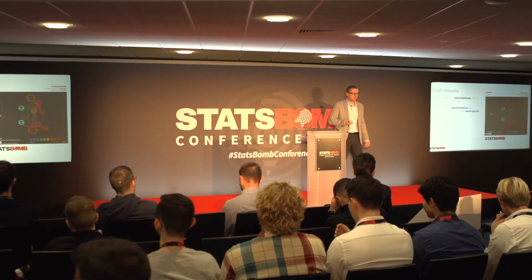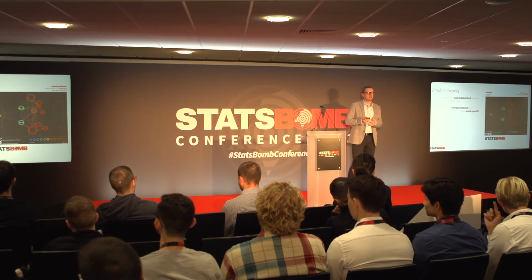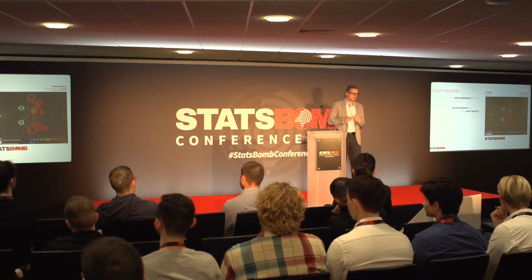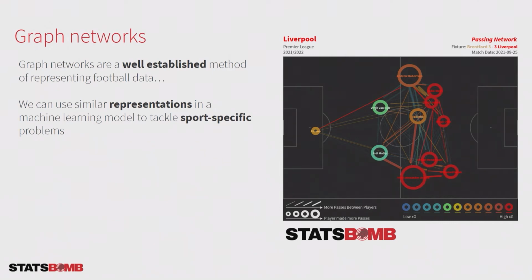And the nice thing is that representing data as these graph-like structures is pretty well established in football. A lot of you will be familiar with passing networks. Here's an example from our IQ platform. In this example, our players are the nodes. Their location on the pitch is represented by their touches. We then have these lines between the players, the edges. Those denote the number of passes between players in a given match.